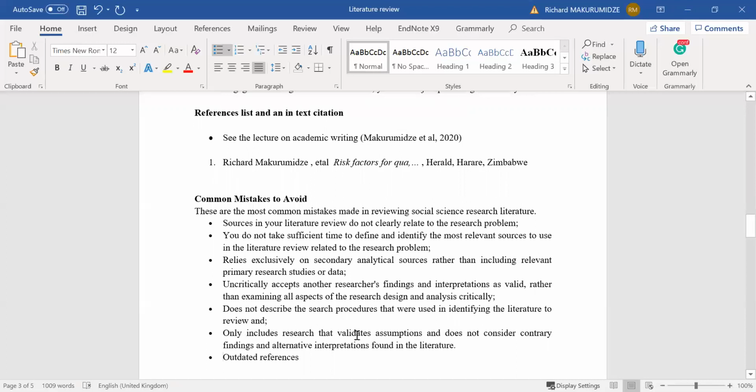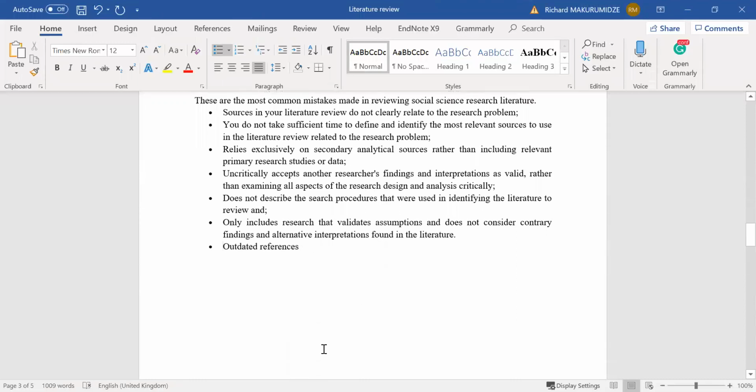Another mistake is only including research that validates assumptions, that does not consider contrary findings or alternatives, where you are just biased. You're just focusing on things which you want to hear. If research has been done somewhere, say it. This research has been done. They've also found these things to be like this, like this, like this. So you don't need to hide some of the things, be open. What has been done, what has been found, you need to make sure all these things are clear. You mention them, so that you don't have to hide or only bring out information which you are interested in.